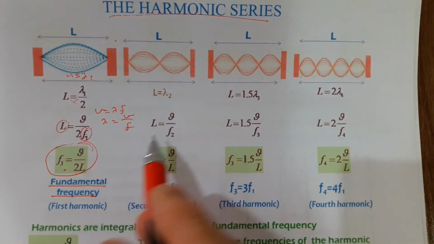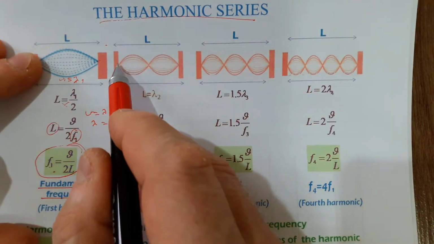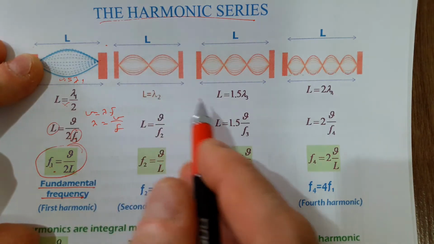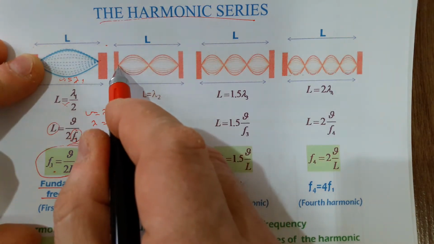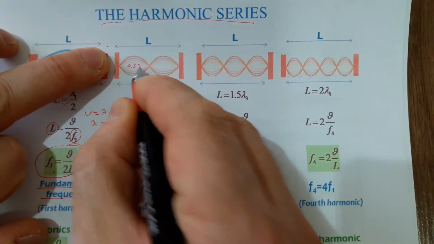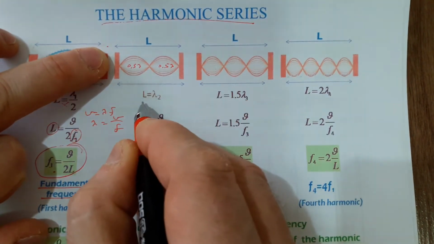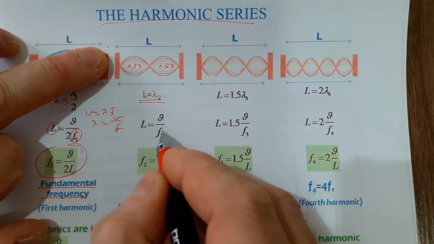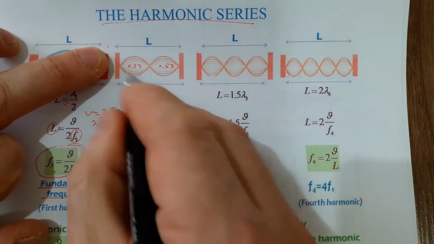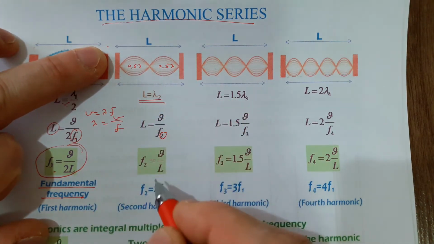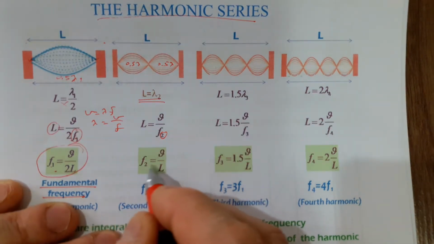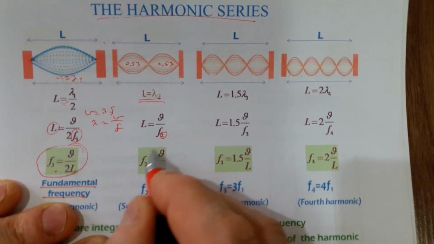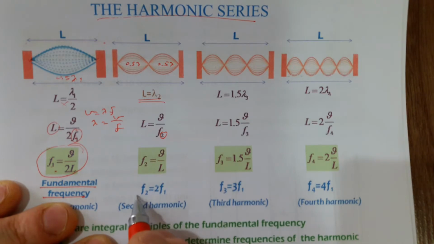The second one, as you see, has two loops in the second standing wave. It is called the second harmonic. Length is equal to 1 lambda because there are two loops, 0.5 lambda plus 0.5 lambda, which becomes 1 lambda. So lambda is equal to V divided by F2. Why did we say F2? Because it's the second harmonic. F2 becomes V divided by L. As you see, F2 is twice that number. So if you multiply the fundamental frequency by 2, you will get the frequency of the second harmonic.